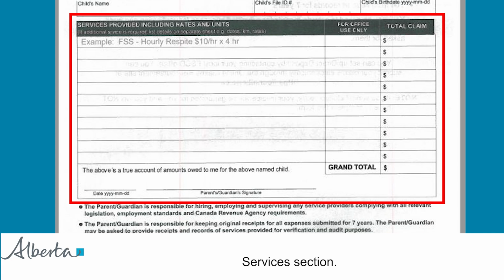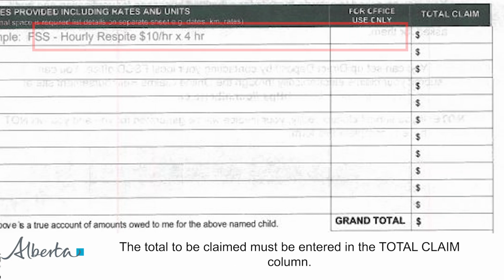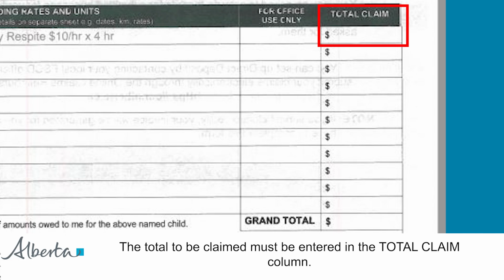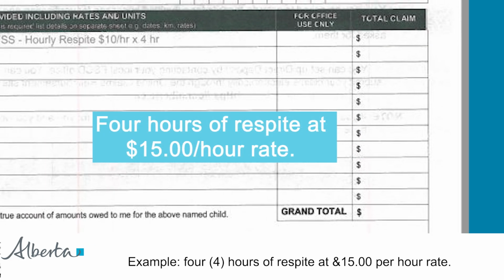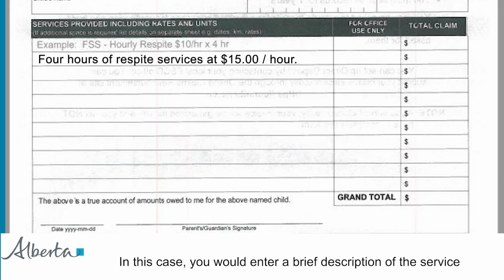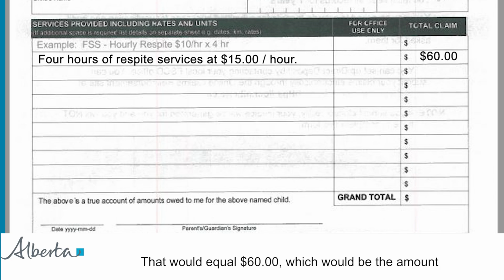Services section. First, describe the service being claimed, adding the main details, including the rate. The rate for each service must be the same indicated in your FSCD agreement. The total to be claimed must be entered in the total claim column. Example, 4 hours of respite at $15 per hour rate. In this case, you would enter a brief description of the service being claimed, including the rate and the number of hours. That would equal $60, which would be the amount to be entered in the total claim column.